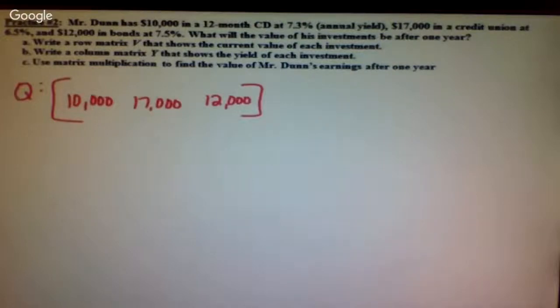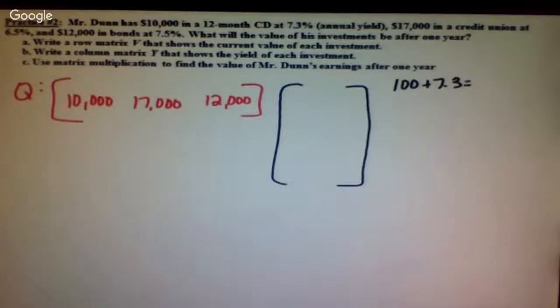Okay, you must be careful. These are in percents. If it's an annual yield, are you over or less than 100? Over. You're over 100. If it's annual yield, that means you're gaining money annually. Okay, so what we need to do is add your percent to 100 and then change it to a decimal. So the $10,000 is at a 7.3% annual yield, which is 107.3. Written as a decimal is what?